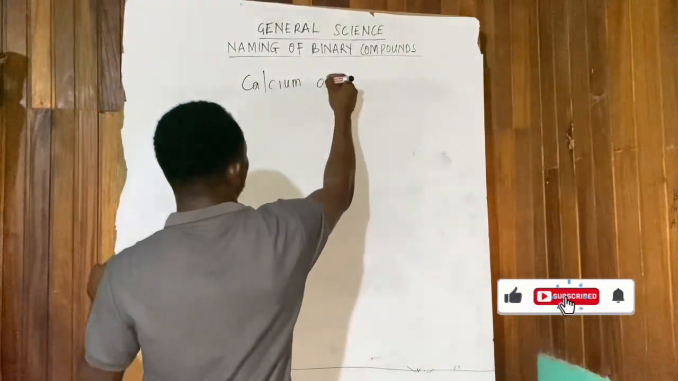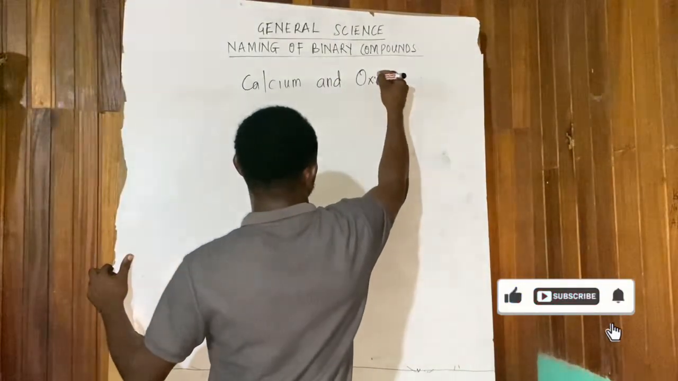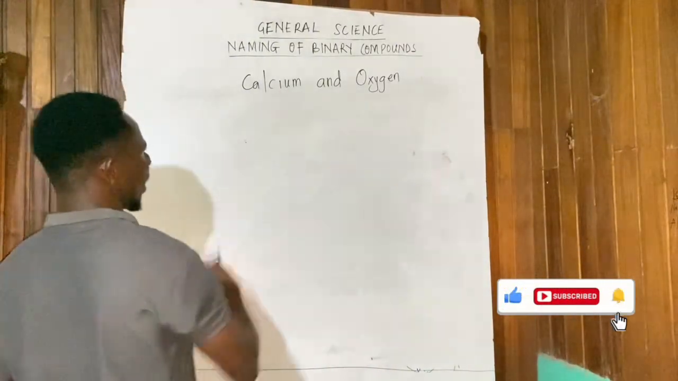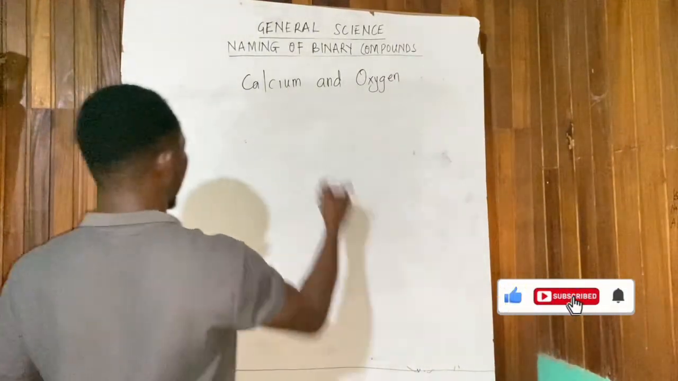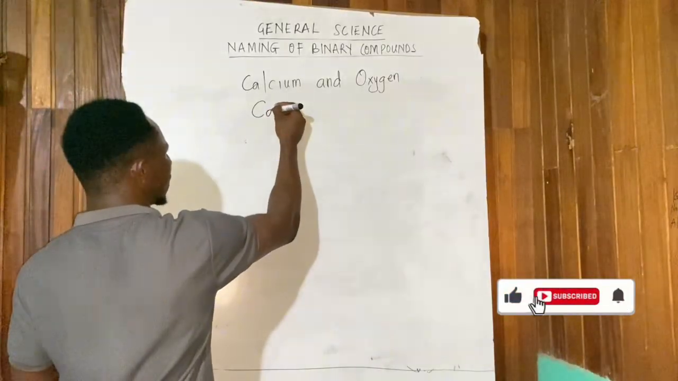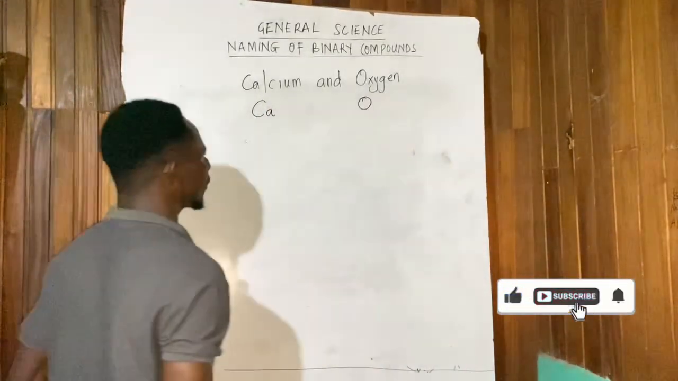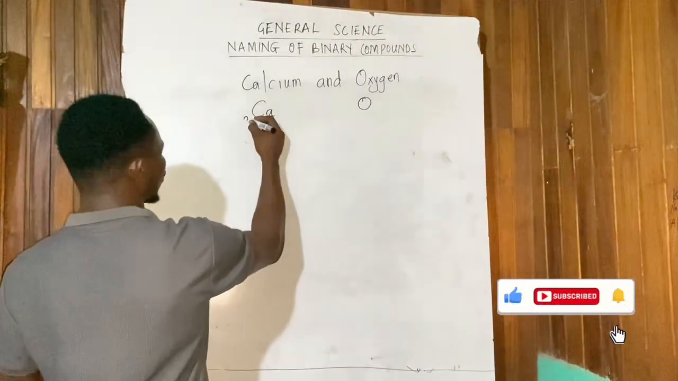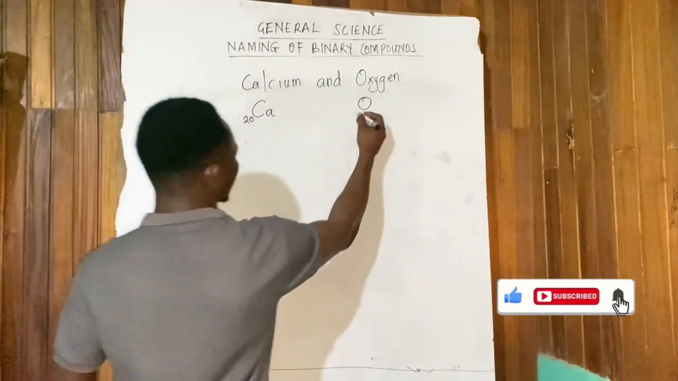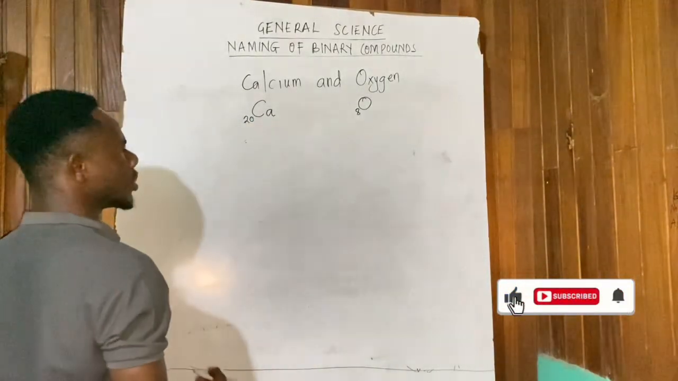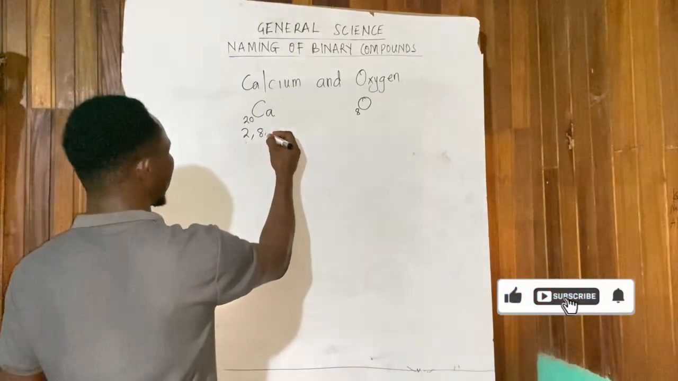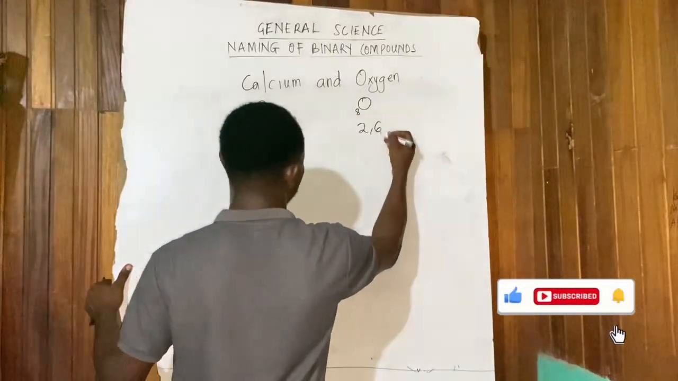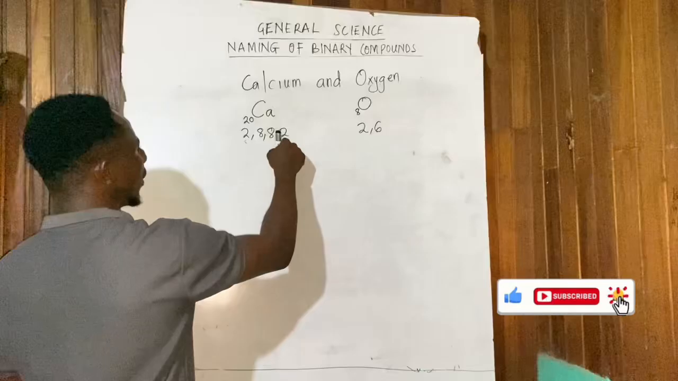Calcium and oxygen. Calcium is a metal. Oxygen is a non-metal. Calcium symbol Ca. Oxygen is O. Calcium on the periodic table is having atomic number 20. Oxygen atomic number 8. Electronic configuration for calcium 2, 8, 8, 2. Oxygen 2, 6.